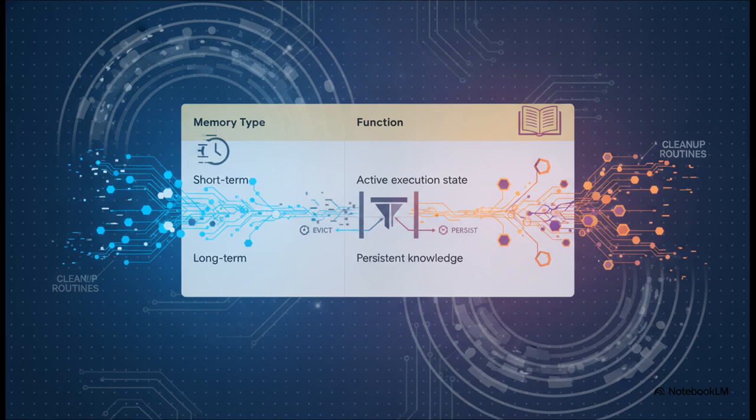Next up, Technique 5, Layered Memory Architectures. You absolutely have to separate the active state, that's your short-term memory, from the persistent organizational knowledge in your long-term memory. If you don't have aggressive eviction rules telling the system what short-term data to toss out, your agents are going to hoard stale information and rot their own context from the inside out.